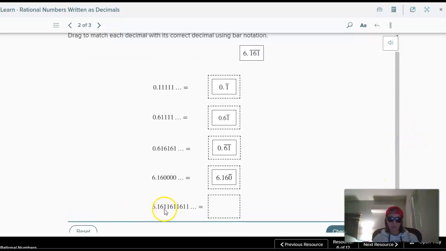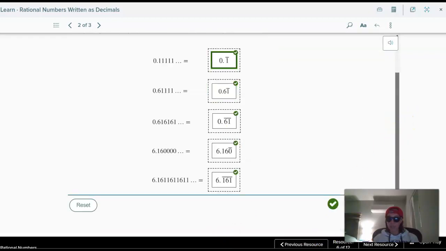Here, now this one's kind of tricky. It's 161. Can you see it's 161, 161? So the 161, this one has 3 digits that repeat. And let's just check, good to know that I know what I'm talking about.